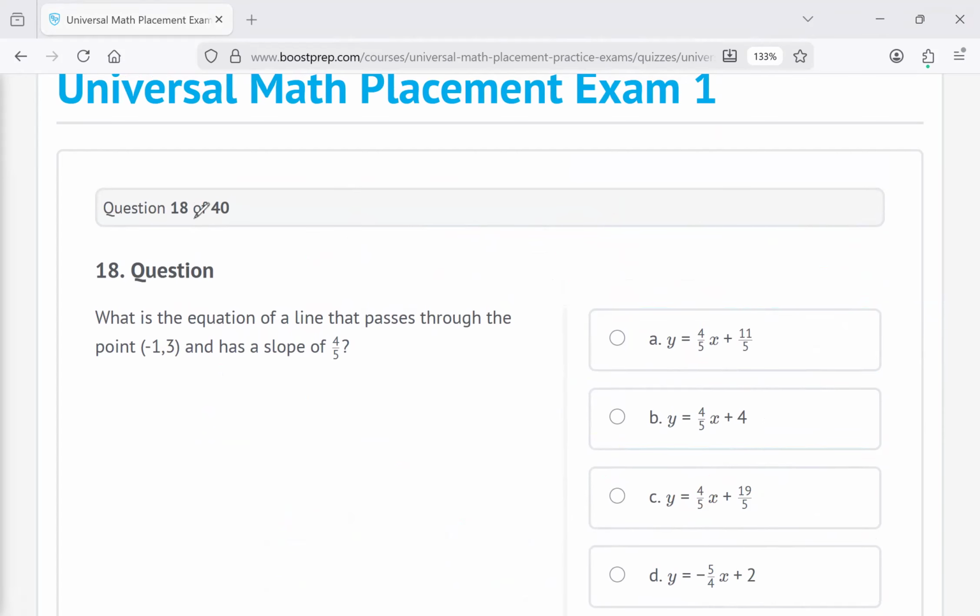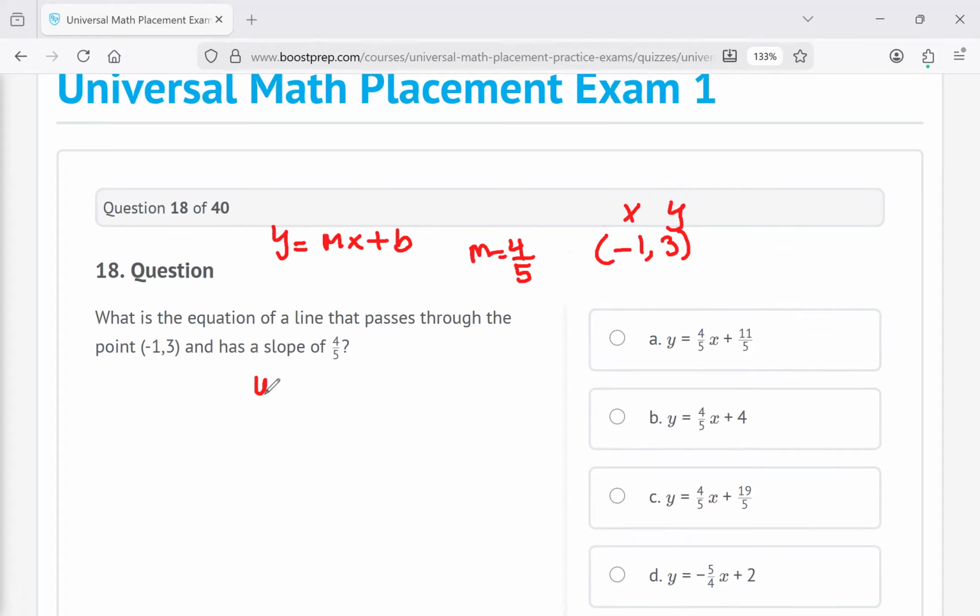Okay, question 18 says, what is the equation of the line that passes through the point -1, 3 and has a slope of 4/5? So we're dealing with a linear equation, so we're definitely going to use y equals mx plus b. They do tell us the slope is 4/5, but they don't tell us our b. They only tell us that it goes through the point -1, 3. So we're going to plug in this point to solve for b. So you're going to substitute x with -1 and y with 3.